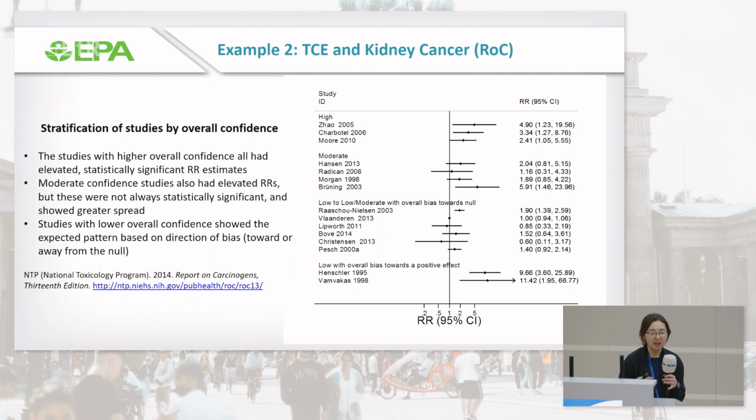We have groupings of studies that had lower or low moderate confidence, but they're separated by whether the bias is expected to be towards or away from the null. And when we have the studies arrayed in this way, we can see that the higher confidence studies had relative risks that were generally above the null, statistically significant. And if we look at those groupings of lower or low moderate confidence studies that had overall bias expected to be towards the null or away from the null, we do see that the pattern is as expected. So for example, those two studies on the bottom that had low confidence with overall bias towards a positive effect have extremely high relative risk estimates.